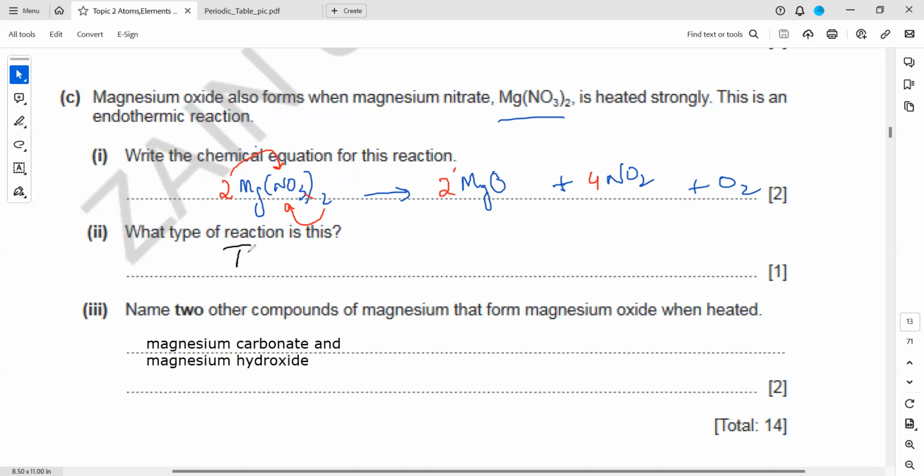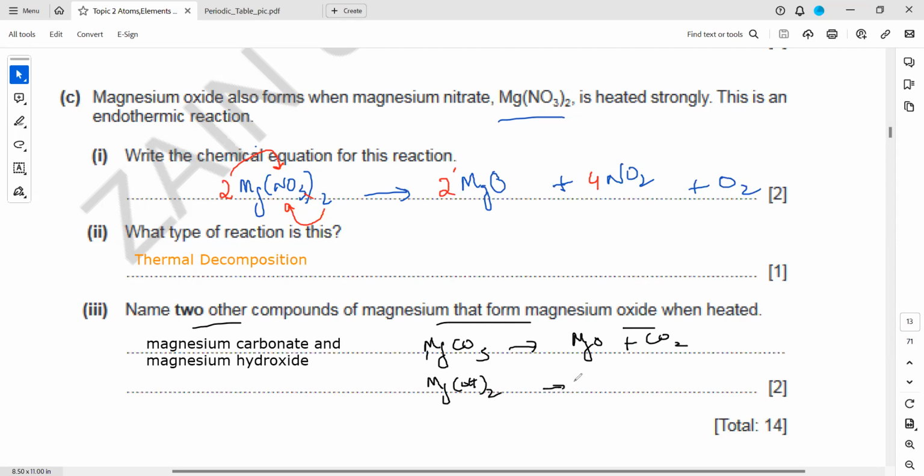What type of reaction is this? This is called a thermal decomposition. Then two other compounds form magnesium oxide when heated. If magnesium carbonate is heated, it will give magnesium oxide plus carbon dioxide. And if we heat magnesium hydroxide, that will also result in the formation of magnesium oxide plus water. So both of these compounds give magnesium oxide.